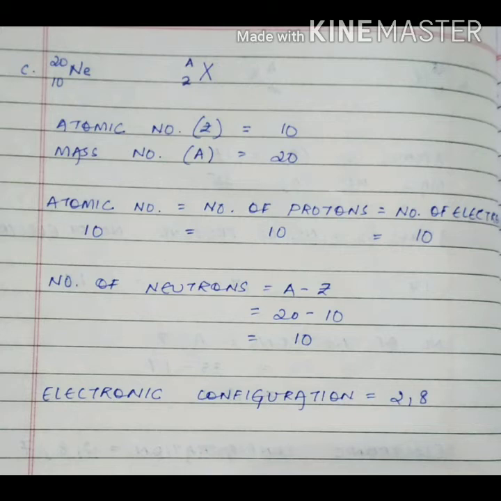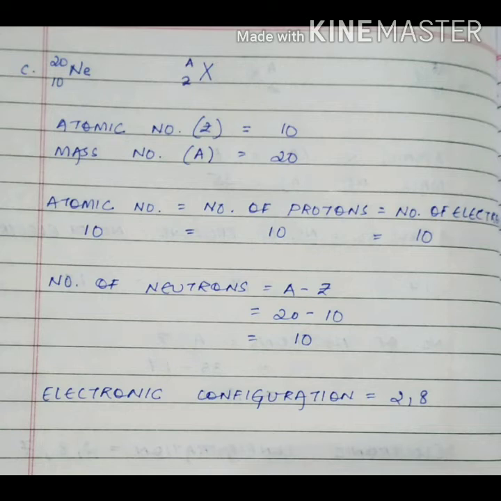Now come to the last example, neon. Like we've already discussed, we will calculate the atomic number, the mass number, the number of protons, the number of electrons, the number of neutrons, and the electronic configuration. Atomic number 10, mass number 20. Since atomic number is 10, number of protons will also be 10. Number of electrons will also be 10. Number of neutrons is mass number minus the atomic number. So 20 minus 10 will give you 10.